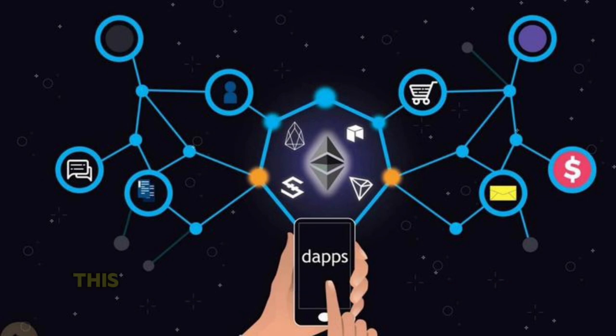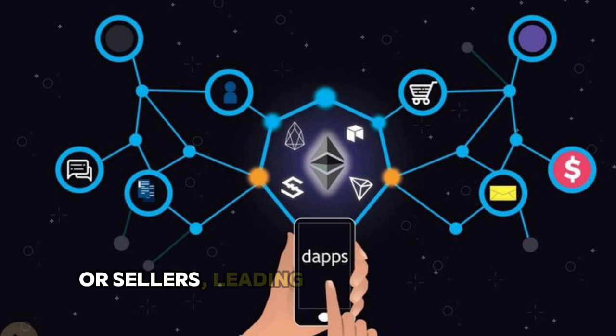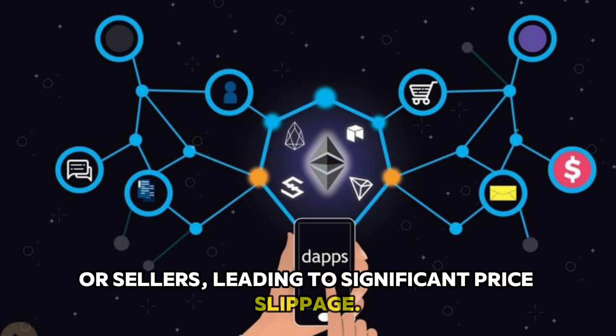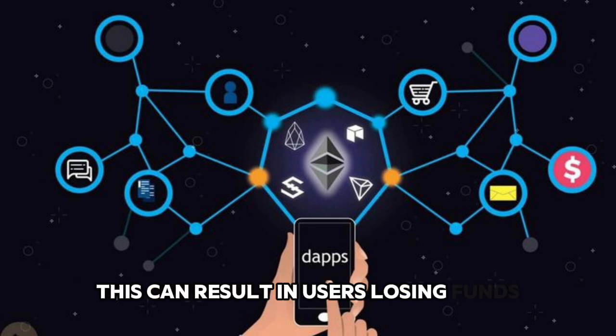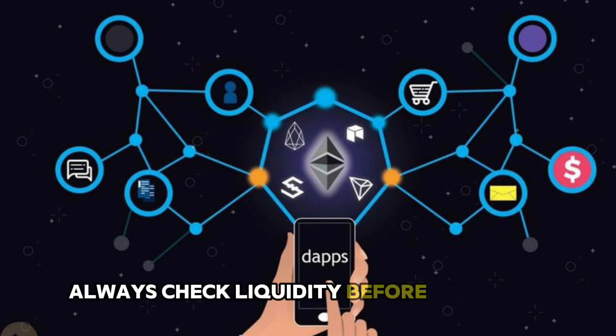Low liquidity. This refers to a dApp having insufficient buyers or sellers, leading to significant price slippage. This can result in users losing funds when buying or selling tokens. Always check liquidity before investing.